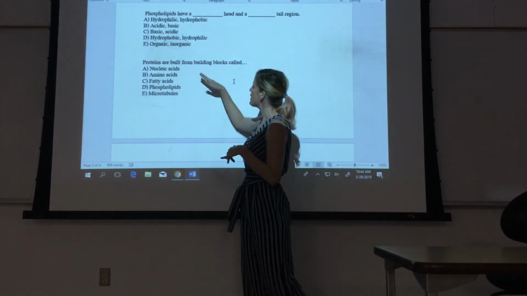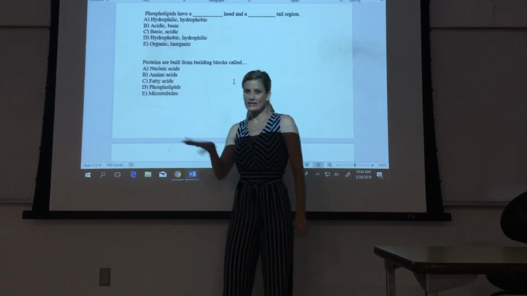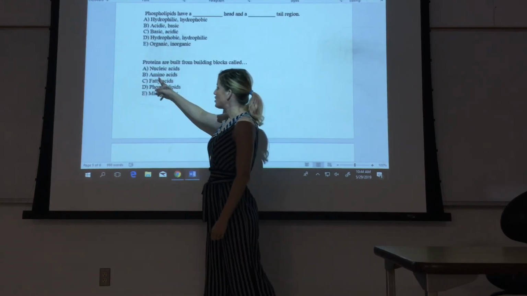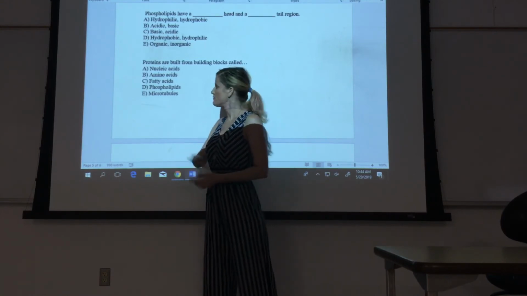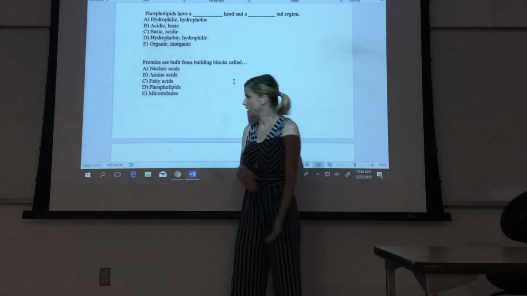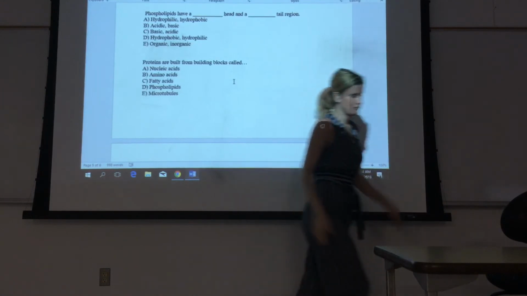So proteins are made from building blocks called nucleic acids? That makes DNA, RNA, and ATP. Amino acids, yes. Amino acids make proteins. Fatty acids make triglycerides. Phospholipids, no. Microtubules, no.